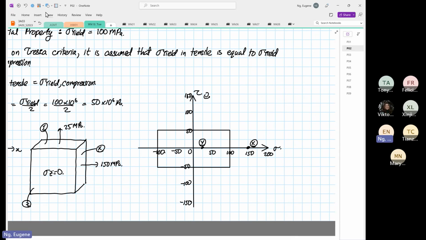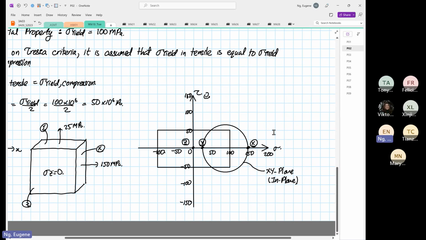And then if you just draw this circle, right? You realize that the circle is outside the operating boundary already, right? But it gets worse, okay? So this is only for your XY plane, which is your in plane. So we learned this last week, yeah? Okay. And then we know that this is point Z, right? This is point Z.